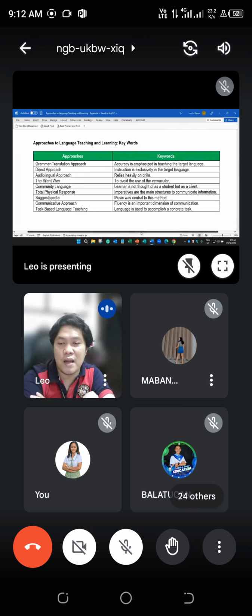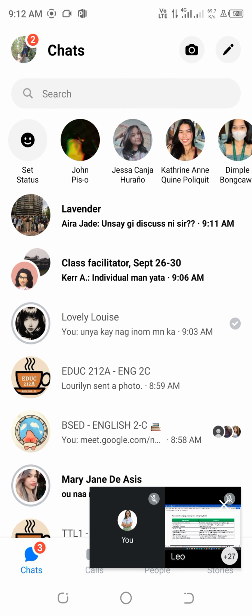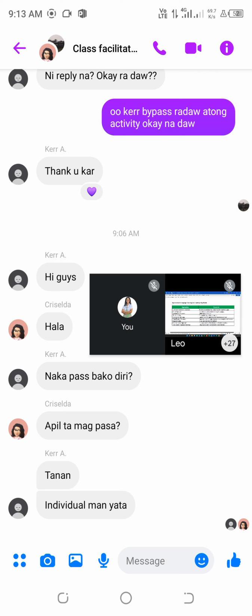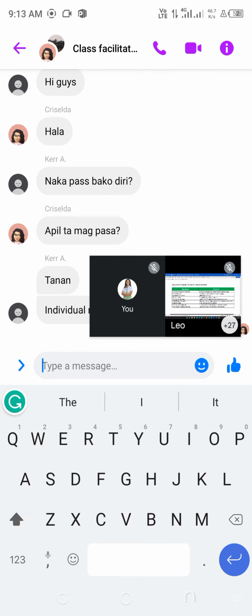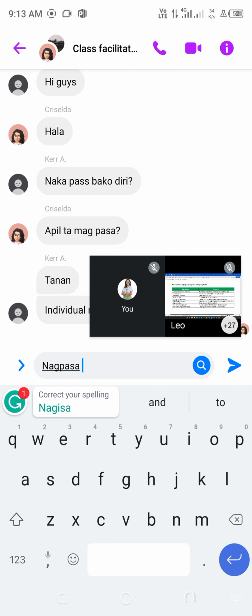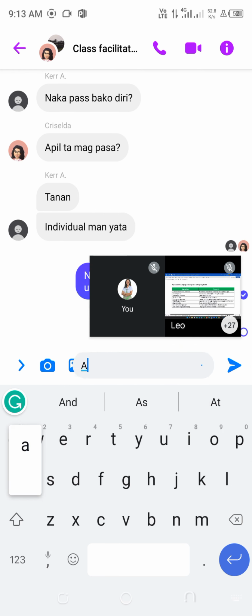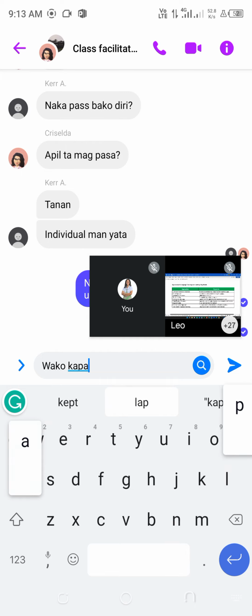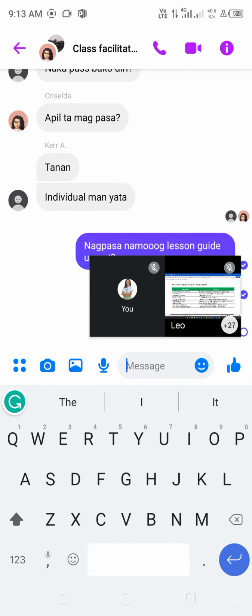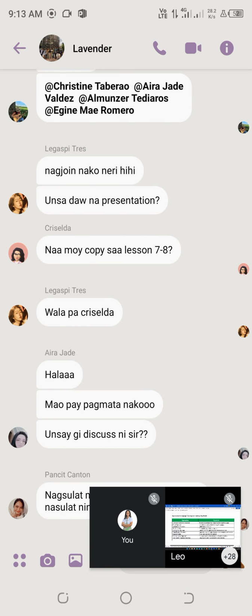Next is community language. Here, the learner is not thought of as a student, but as a client with needs. There is what we call concerted effort. It requires concerted effort from the community, and when it comes to dealing with communicative situations, the community is taken as an important partner in the learning process of acquiring a target language, or a second language, or foreign language.